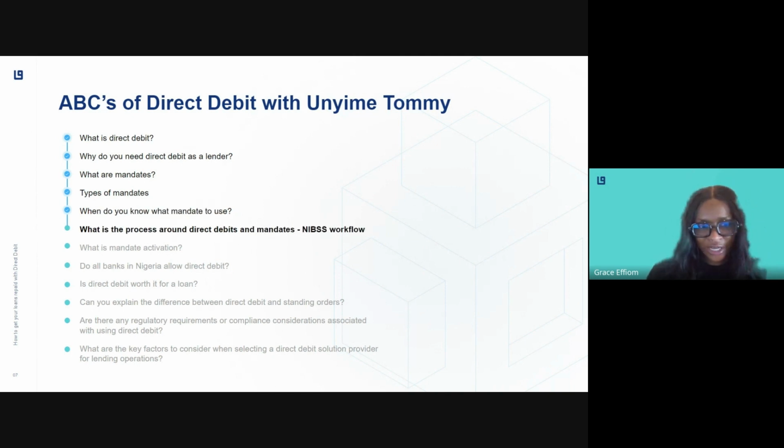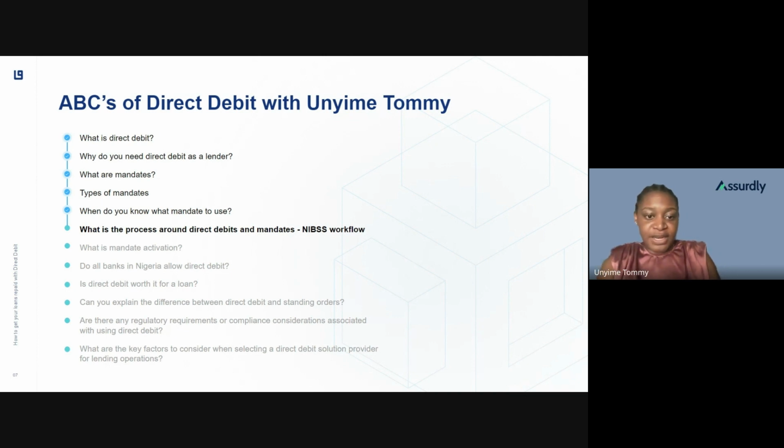So for direct debit, what is the process around direct debits and mandates? More like the NIBSS workflow. How does it work, and how can lenders go about it? What workflow can they use? Okay, so I think for lenders, you would be writing off authorized billers that have integrated to NIBSS services, and that's one of the services that Lendsqr is offering to you today.